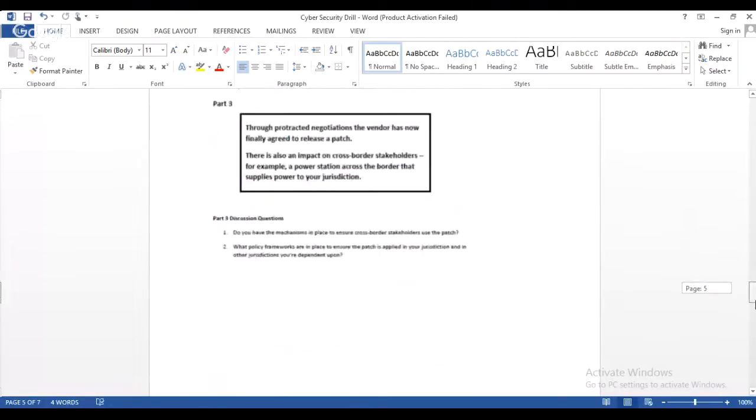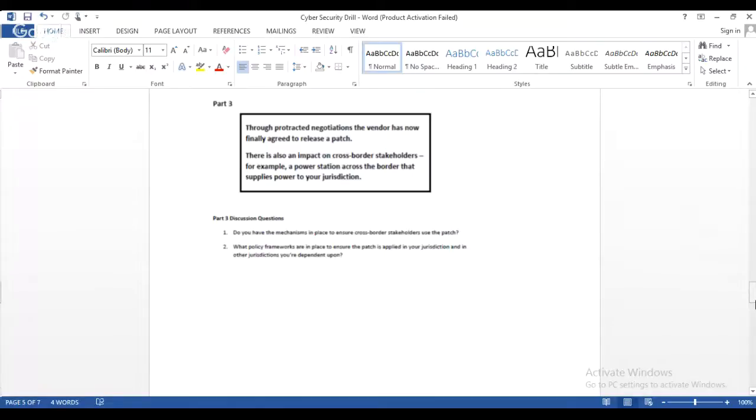Yes, Richard. The first question is, do you have a mechanism in place to ensure cross-border stakeholders use the right patch? So the answer is there is no legal way to ensure it, and it totally depends on the trustworthiness of the cross-border stakeholders. Richard?